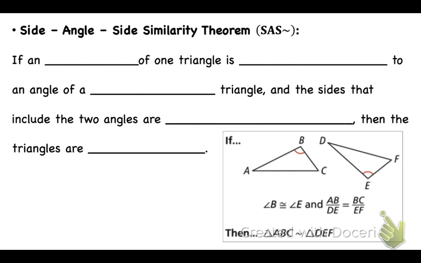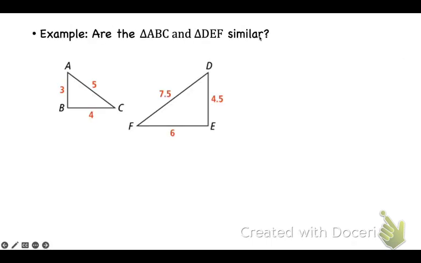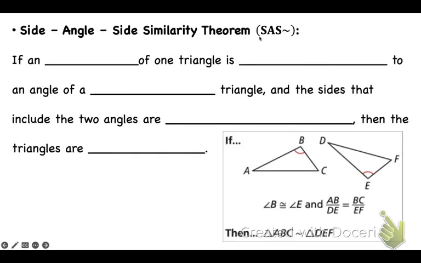Okay, the last definition we have is side, angle, side. Oops, I touched it without putting on my pen. Side, angle, side. What does it say? But what is it? What word do I say? Side, angle, side, similarity. Got it? So when you see that, you just say side, angle, side, similarity.